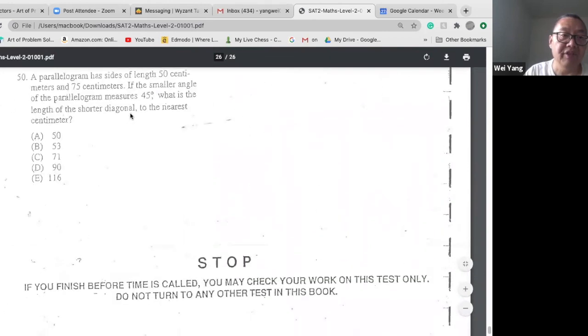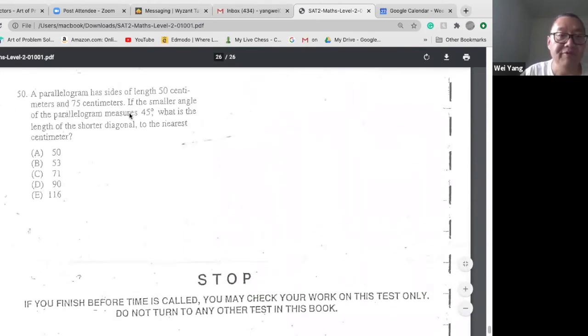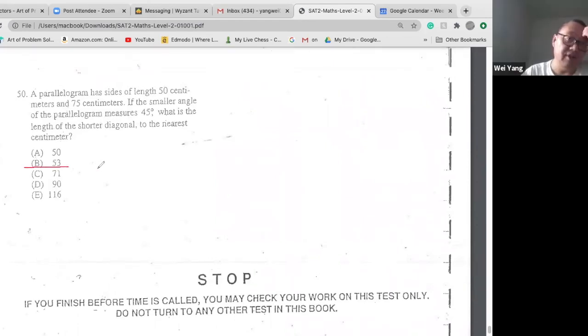Now 50. What's your answer for 50? B. B. Okay, this one, say a parallelogram has sides of length 50 centimeters and 75 centimeters. If the smaller angle of the parallelogram measures 45 degrees, what is the length of the shorter diagonal to the nearest centimeter?